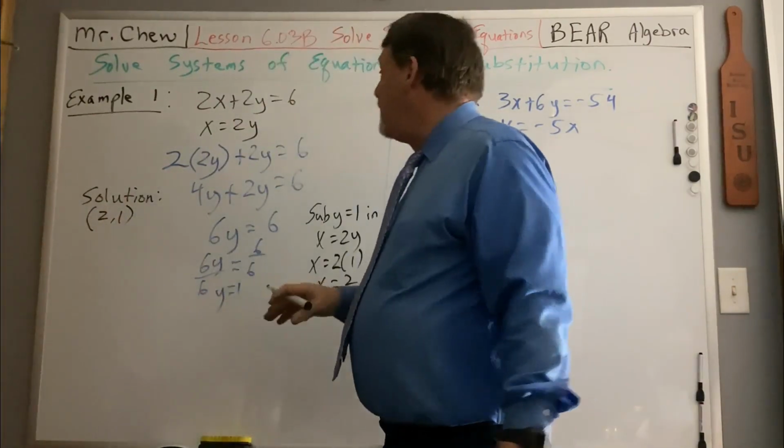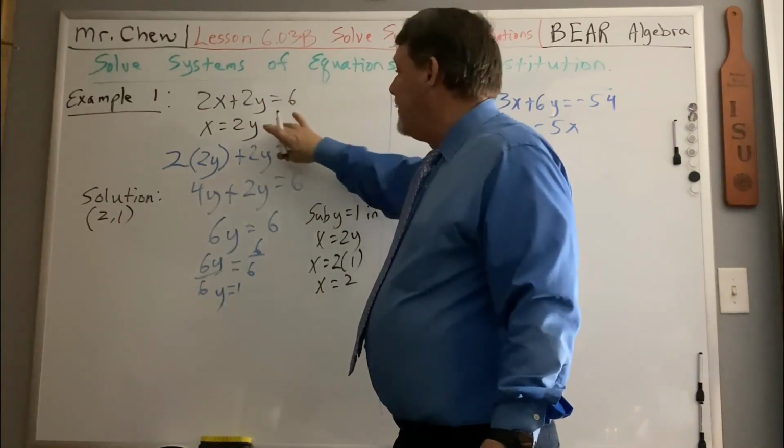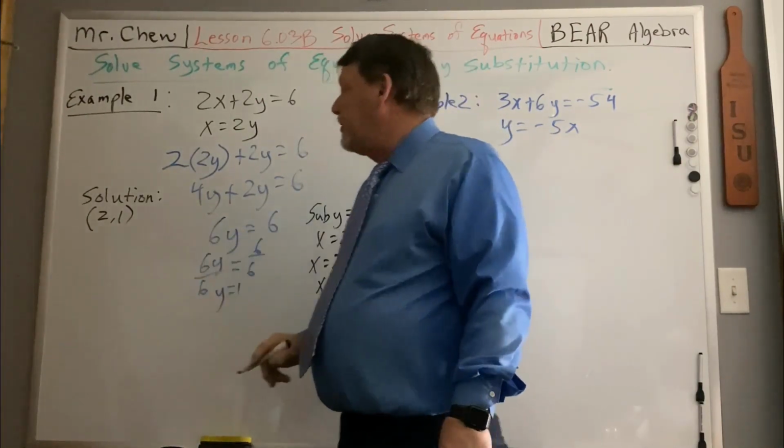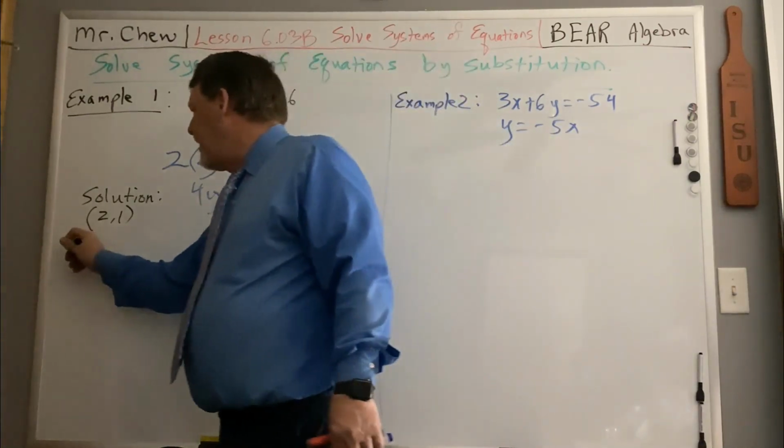What does that mean? That means if I graph this equation and this equation at the same time on the same grid, they will intersect at the point (2, 1). Now how do I check that?